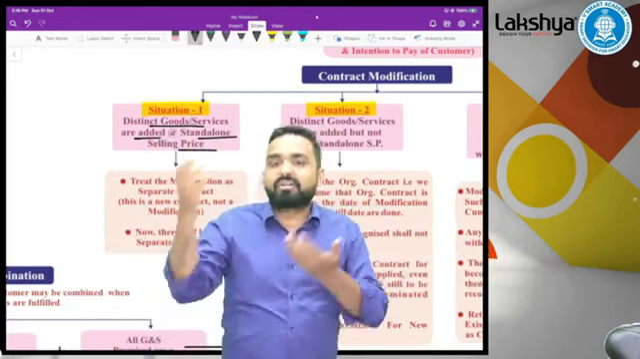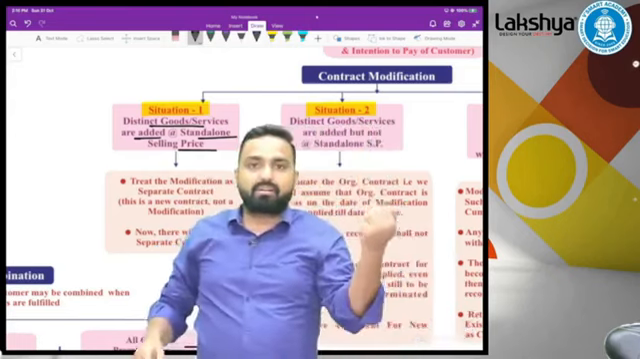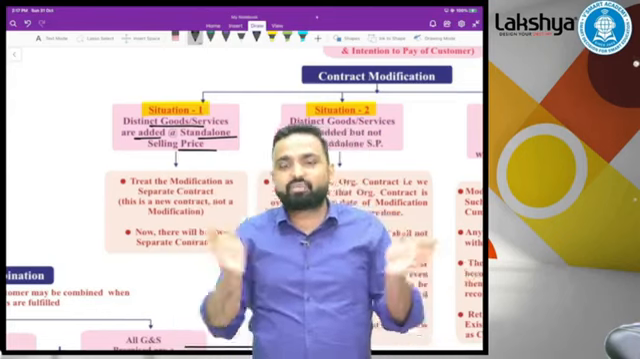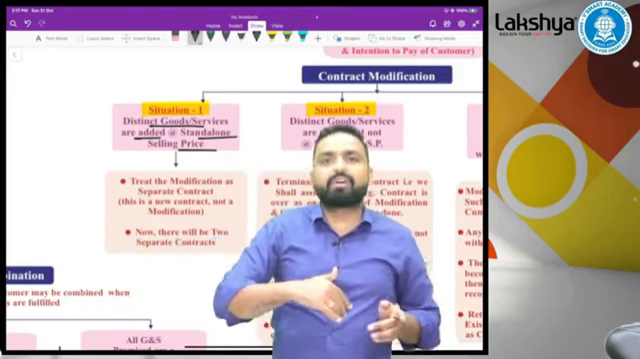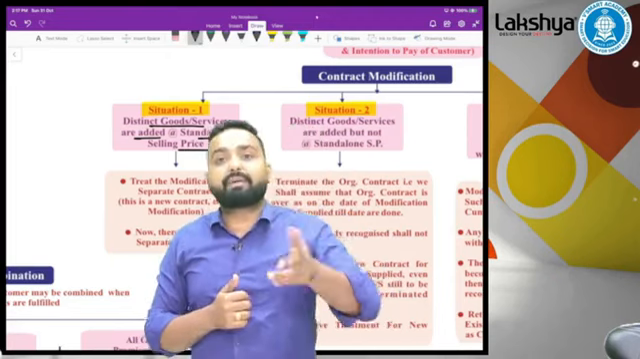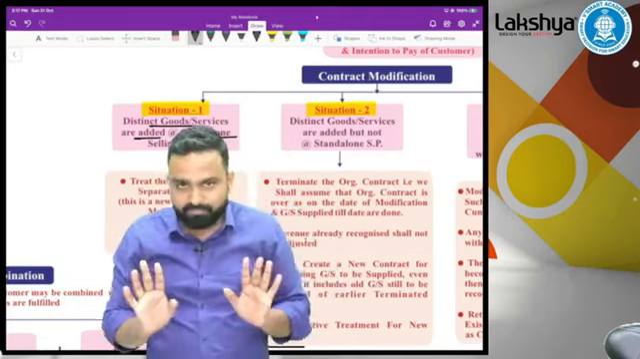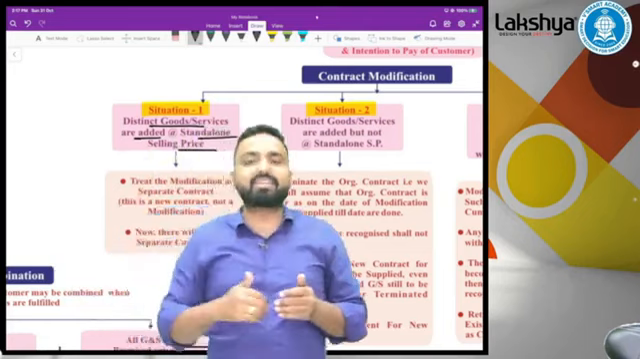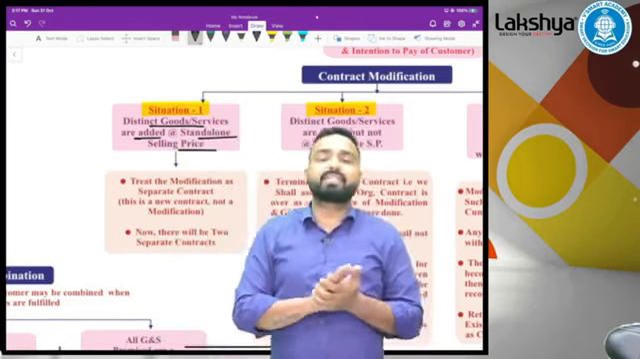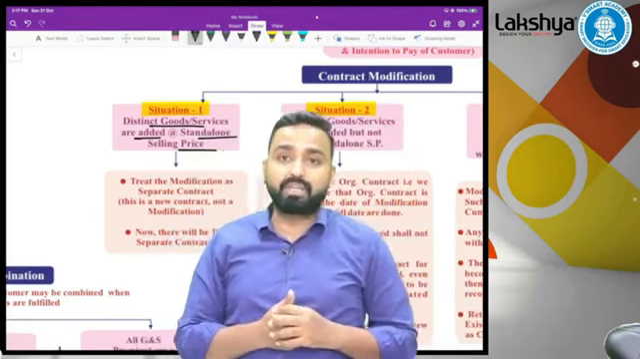Suppose a customer came to me in that laptop example. I agreed with the customer to supply 50 laptops in two deliveries, 25 each. Now after the first delivery of 25, the customer came and asked for CCTV cameras. He still needs 50 laptops, but once again he came to me and asked for CCTV cameras. He required 100 CCTV cameras.